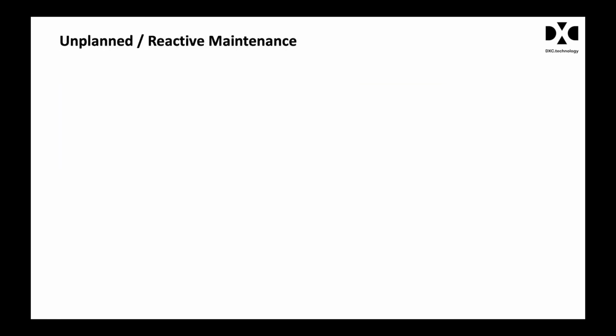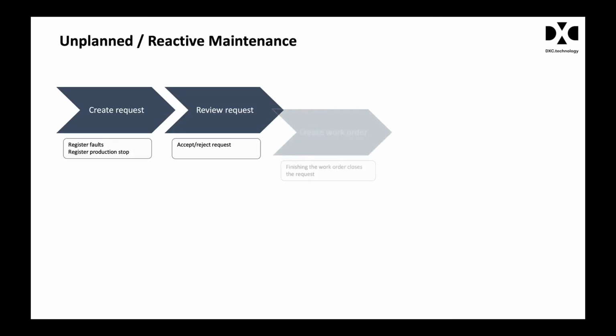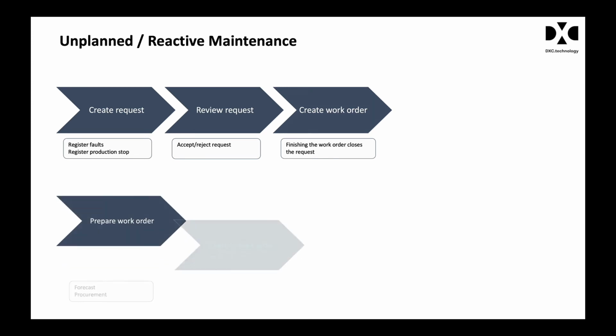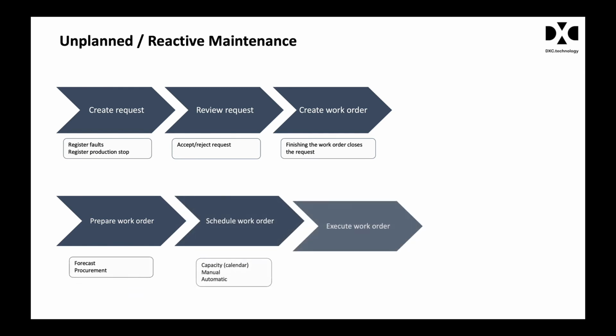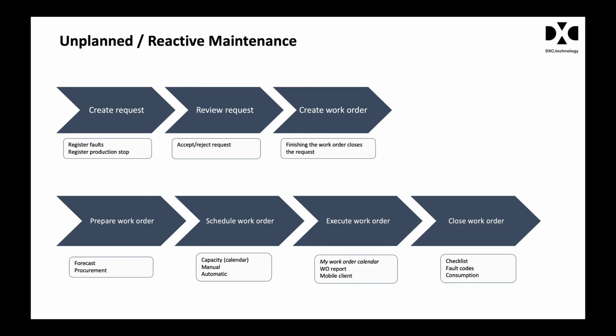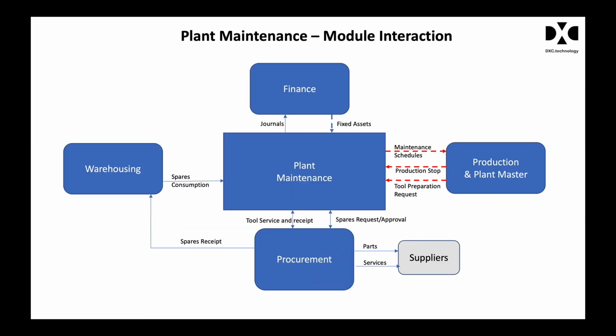Similarly, for corrective maintenance, there tends to be a process by which you create a request, and that can come from anyone, how you review it, and then if you need to carry out work, you create a work order. And then there's a whole process about how you prepare that work order, schedule it, and then go and execute it, very much as you did from a normal work order. But you get the data coming back from two particular perspectives.